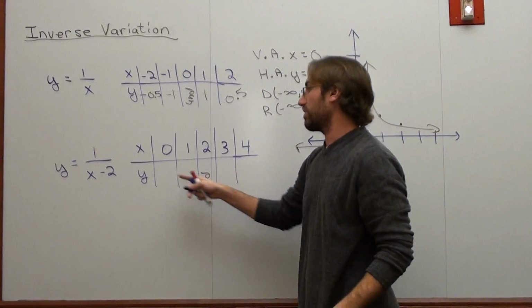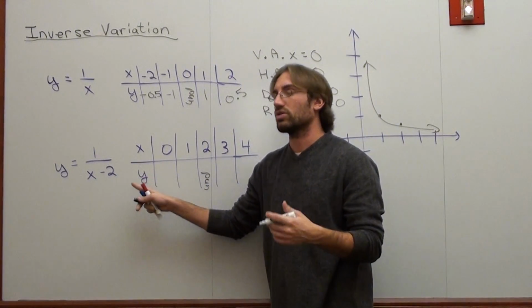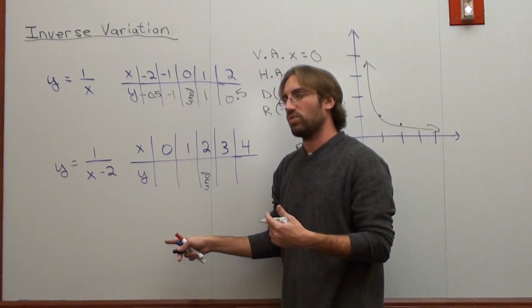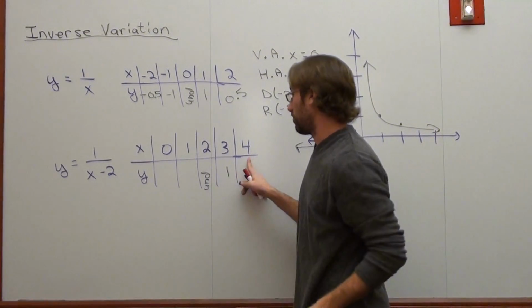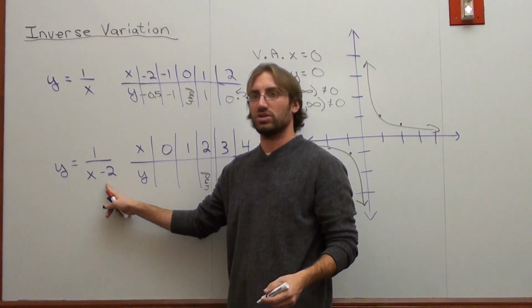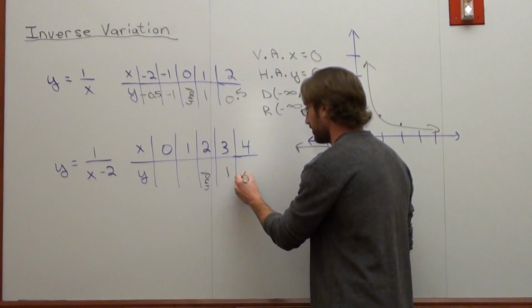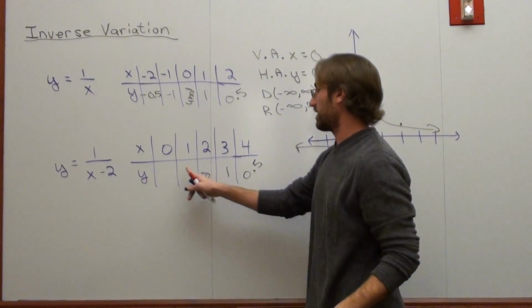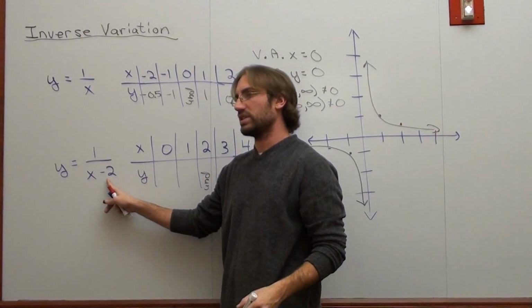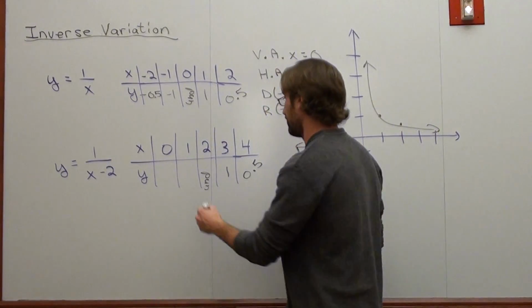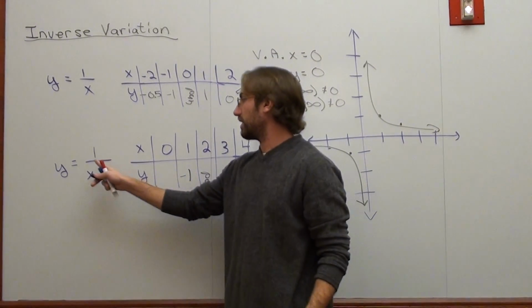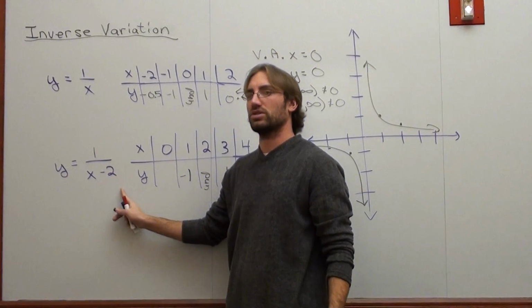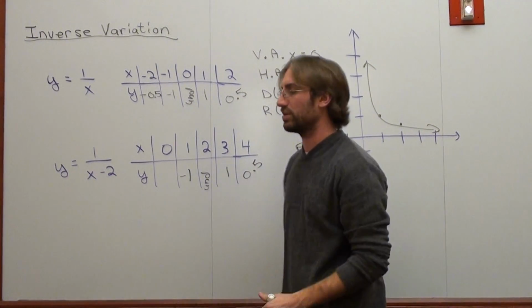1 divided by 3 minus 2, you do 3 minus 2 first. 3 subtracted 2 is 1. 1 divided by 1 is 1. When you substitute in a 4, 4 subtract 2 is 2. 1 divided by 2 is 0.5. When you substitute in a 1, 1 subtract 2 is -1. 1 divided by -1 is -1. When you substitute in a 0, 0 subtract 2 is -2. 1 divided by -2 is -0.5.